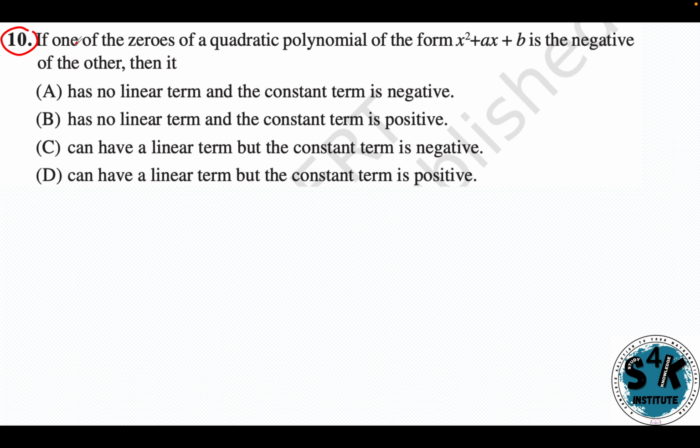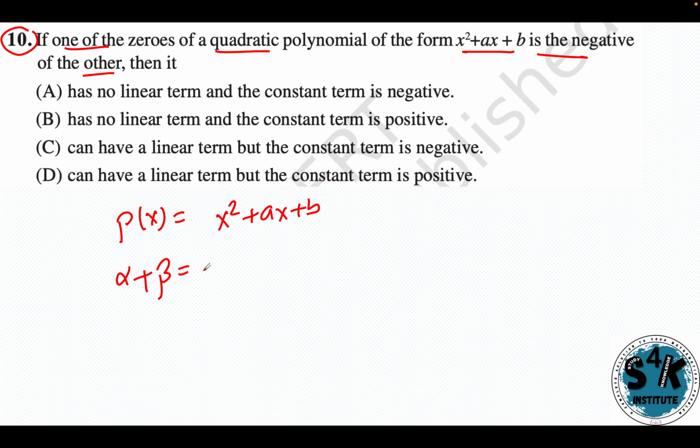Question number 10. If one of the zeros of the quadratic polynomial is the negative of the other. So here px is given to you as x square plus ax plus b. So here alpha plus beta is minus a, and alpha into beta is b, like minus a by 1 and b by 1.